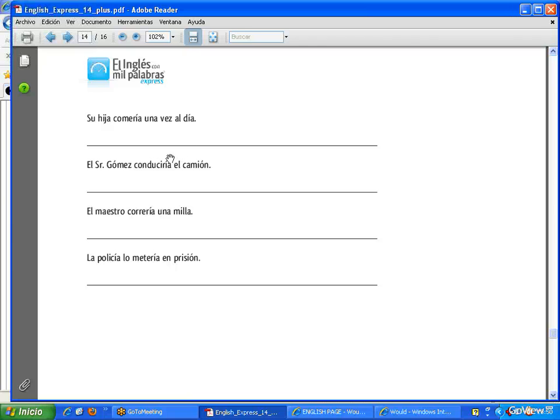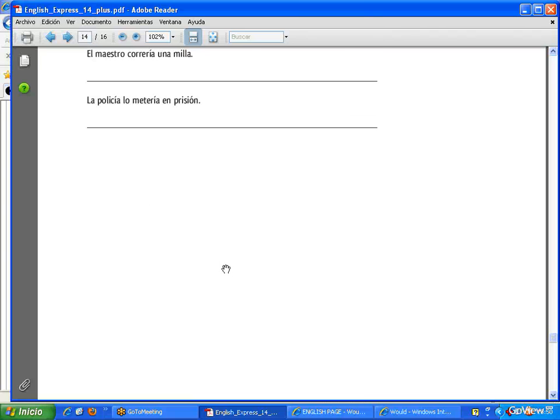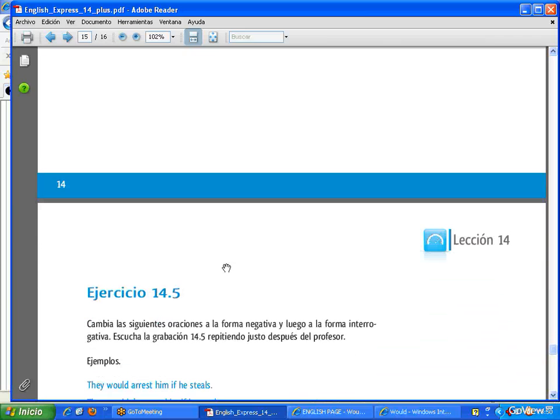Okay. So let's have a look at the next exercise. Okay, this is easy. This is just using the different forms. So you're going to change the following sentences to negatives and later to questions, okay? So they would arrest him if he steals. Ellos lo arrestarían si roba. Okay, they would arrest him if he steals. Negative, they wouldn't arrest him if he steals. Question, would they arrest him if he steals?